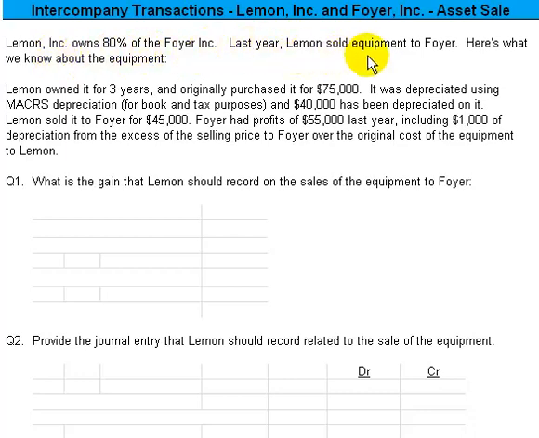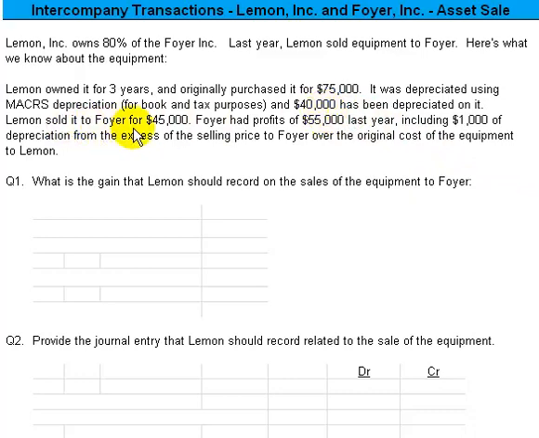Last year, Lemon sold equipment to Foyer, and here's what we know about the equipment. And here's what we know about everything, actually. Lemon owned it for 3 years. It originally purchased it for $75,000. It was depreciated using MACRS depreciation for both book and tax purposes. That means, for some reason, the company decided that MACRS was appropriate both for financial reporting purposes, according to GAAP, as well as for tax purposes. And $40,000 of it had already been depreciated.